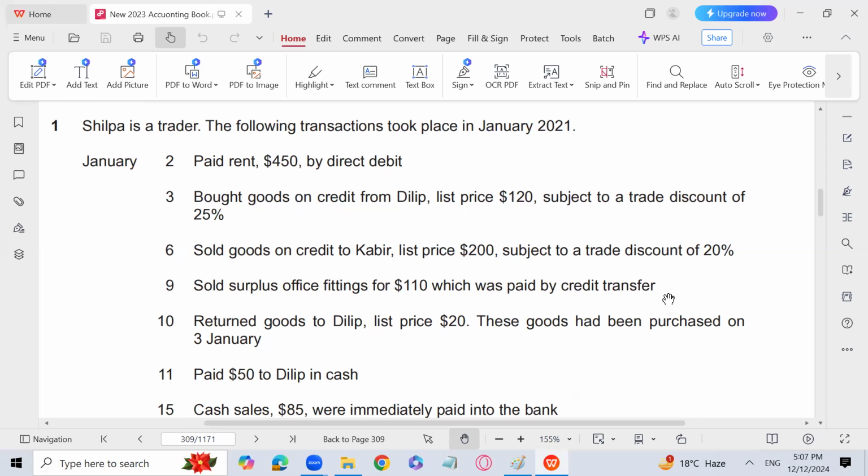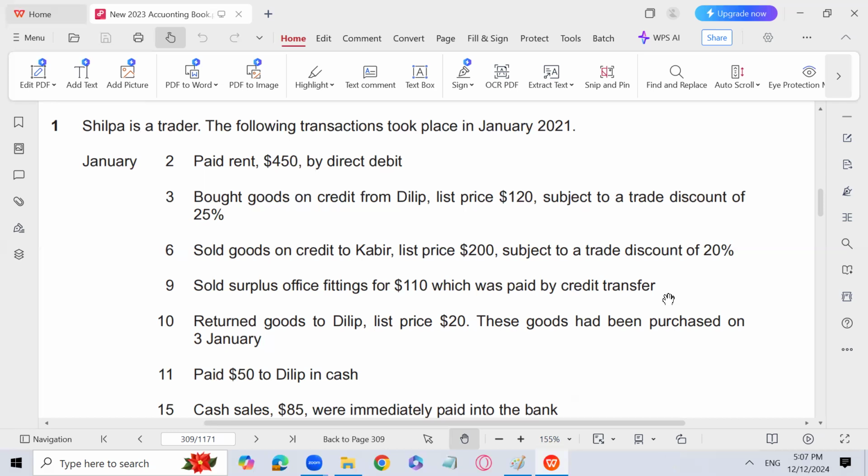Sold goods on credit to Kabir, list price 200, subject to a trade discount of 20%. Obviously, trade discount needs to be subtracted. It will not be shown anywhere. 200 into 20% becomes 40. 200 minus 40 is 160. The entry will be Kabir debit and sales credit. It will be recorded in the sales journal, because again, there is no cash or bank involved in the entry.